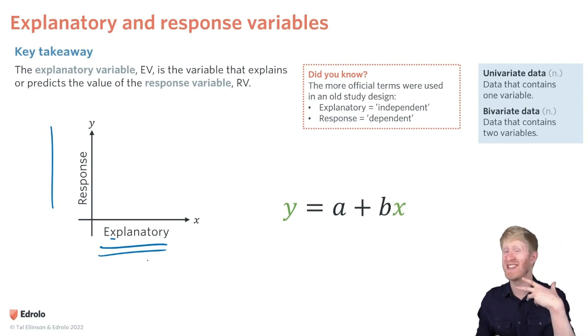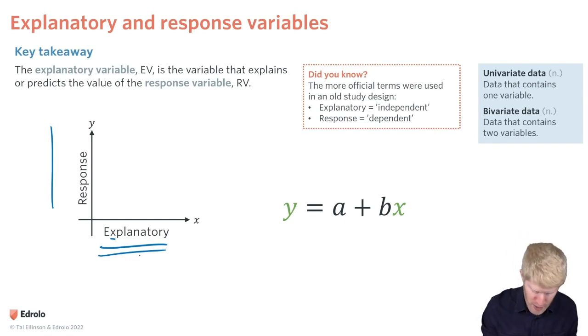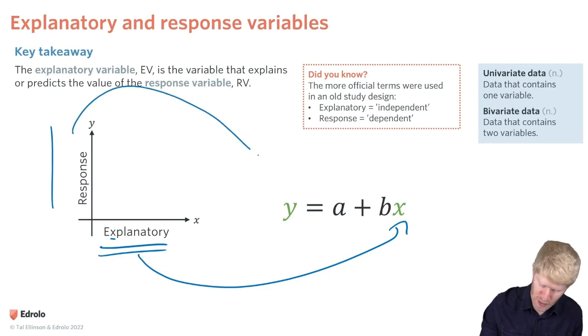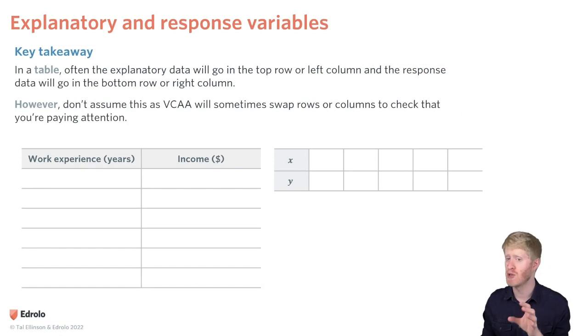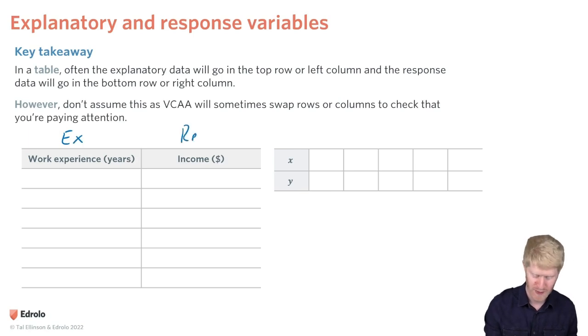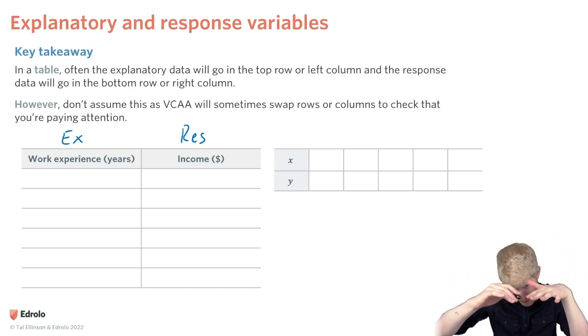We can also identify which one is the explanatory or response if we're given a linear equation. The explanatory variable is the x on the right-hand side of the equation, and the response variable is the y. Sometimes we also identify these two variables from tables. Now, it's not a hard and fast rule, and sometimes Vika will swap it just to trick you. But very, very often, the explanatory variable is on the left, and the response variable is on the right. And so too, if it's a top-down table, the explanatory will be on the top, and the response will be on the bottom.